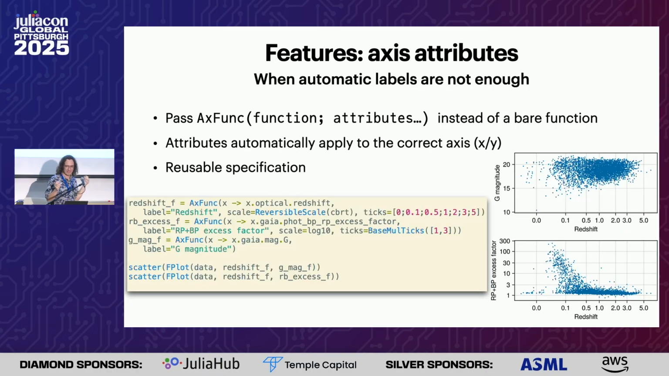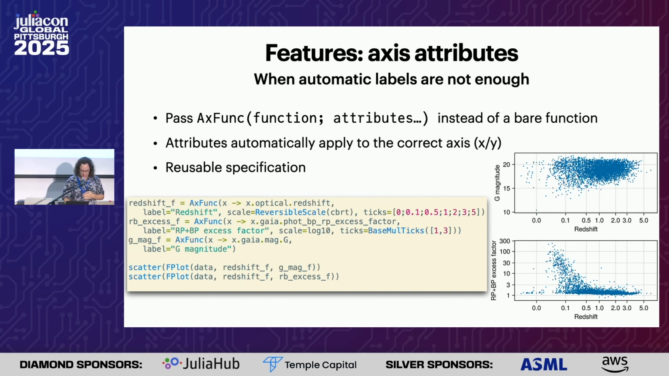When automatic labels are not enough, or you want to specify more plotting attributes like scales, ticks for each label, you don't want to think, okay, in this plot this is the X coordinate, so I pass X scale and X ticks. On another plot, the same axis will be used in the vertical direction, so I will pass Y ticks.